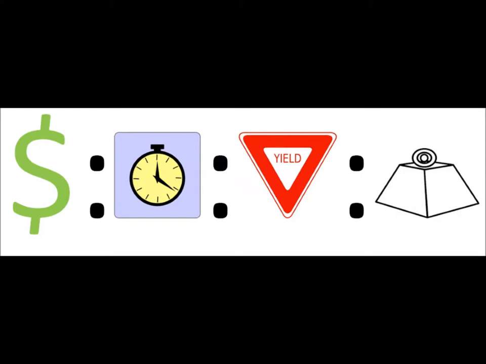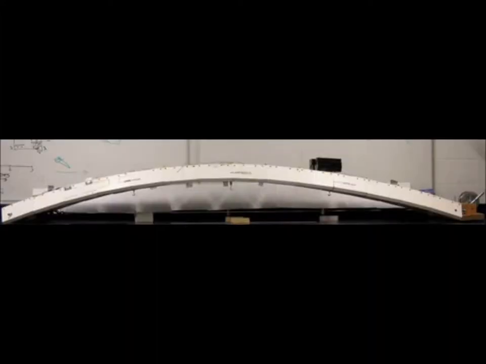One would want the least expensive bridge with the shortest deployment time and the highest yield limit and longest distance. The hypothesis is that the arch bridge will have the best ratio because it deploys quickly and has a high yield limit and is made out of wood, which is very inexpensive.